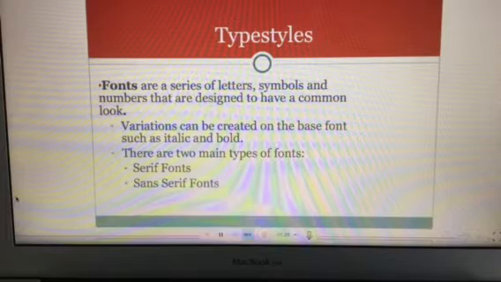Take a moment to answer the questions about this slide. What are fonts? And what are the two main types of fonts?